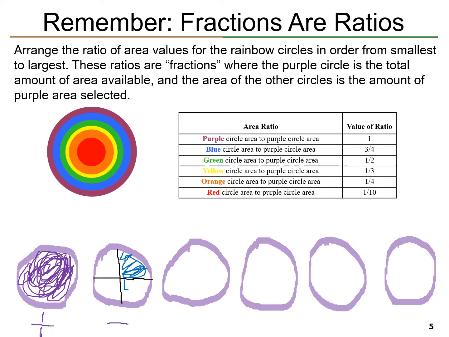1, 2, 3. So the 3 is the number selected. That's the numerator. And the denominator is the number of pieces we divided the circle into. There are 4 total pieces.